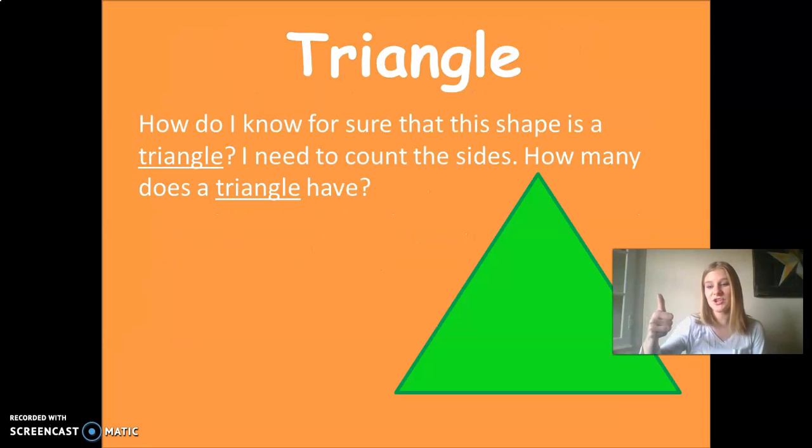If you knew this was a triangle, great. If you didn't, now you know. But how do we know that this is a triangle? We have to count its sides. So let's count to see how many sides this triangle has. 1, 2, 3. I know it's a triangle because it has 3 sides and they're all closed. That means they're all touching.